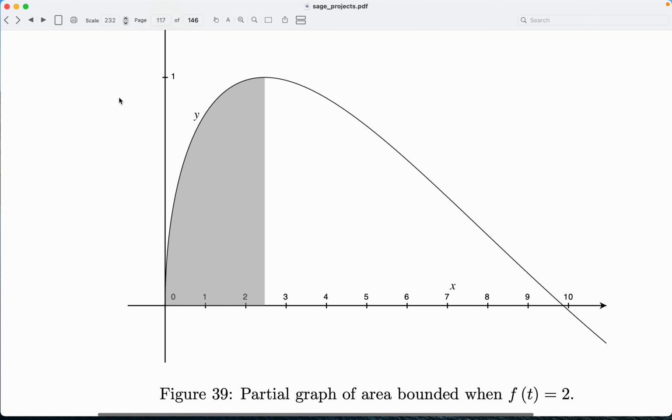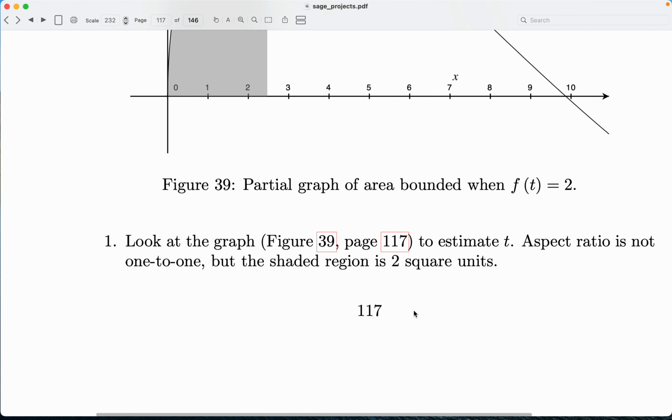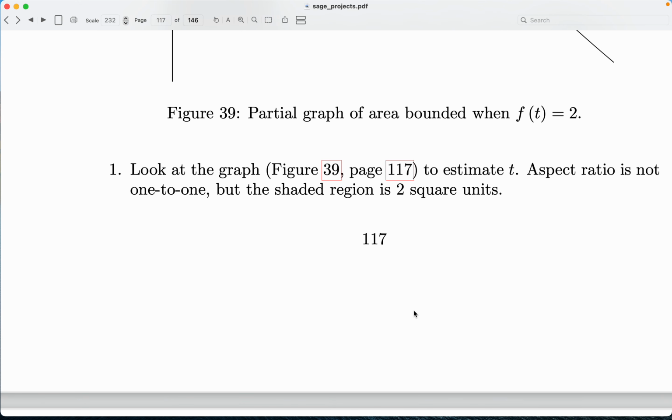What I'm saying is that if you notice up here, this is the number 1, and this is the number 1 over here. They're surely not the same scale. If we're at 1, the 1 would be over there, but it's not. The scale on the x is not the same as the scale on the y. So that area over there is 2. It says the aspect ratio is not 1 to 1, but the shaded region is 2 square units.